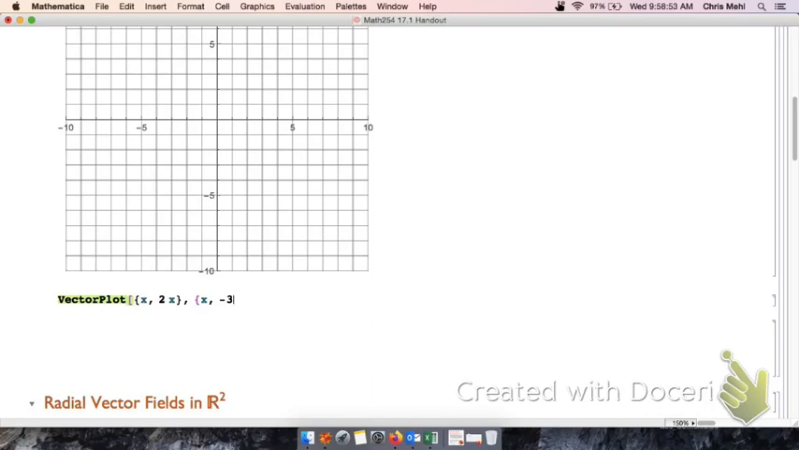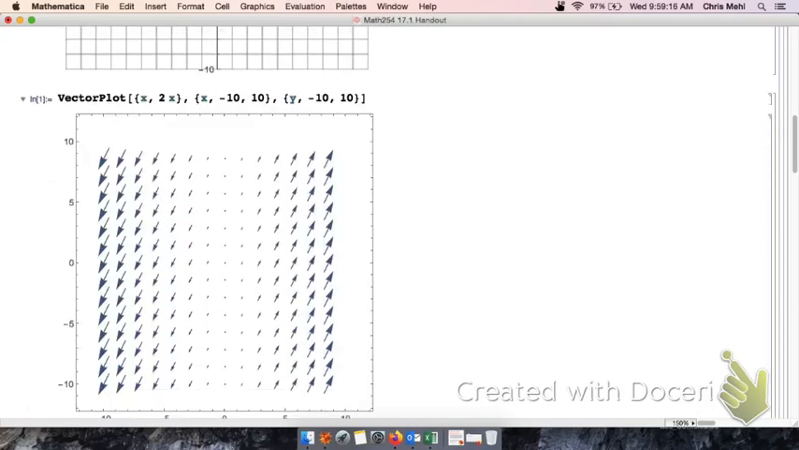But yeah, I can do a VectorPlot command. Now this would be a two-dimensional vector plot, and then in curly brackets you'll just write the components like x, comma 2x, and then you can give a range of values. Actually, let's go minus 10 to 10, and y is going to go minus 10 to 10, and there would be your vector plot.